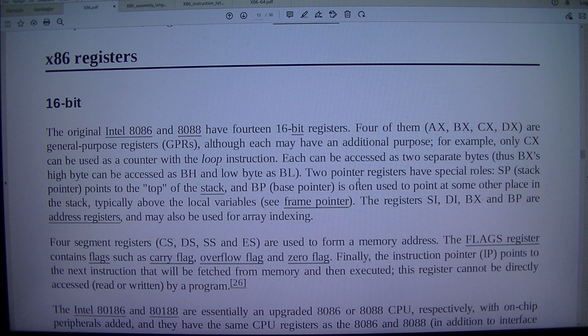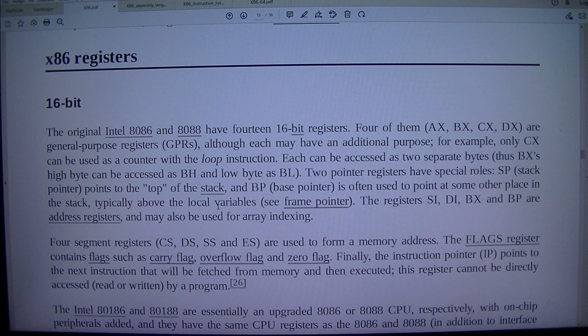2 pointer registers have special roles. SP, stack pointer, points to the top of the stack, and BP, base pointer, is often used to point at some other place in the stack, typically above the local variables.